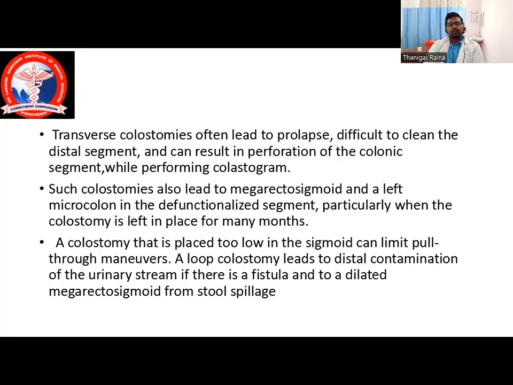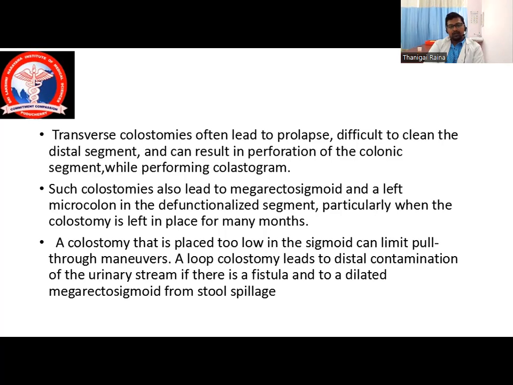Transverse colostomies often lead to prolapse, and it is difficult to clean the distal segment. They can also result in perforation of the colonic segment while performing a colostogram. Such colostomies also lead to megarectosigmoid and a microcolon in the defunctionalized segment, particularly when the colostomy is left in place for many months.